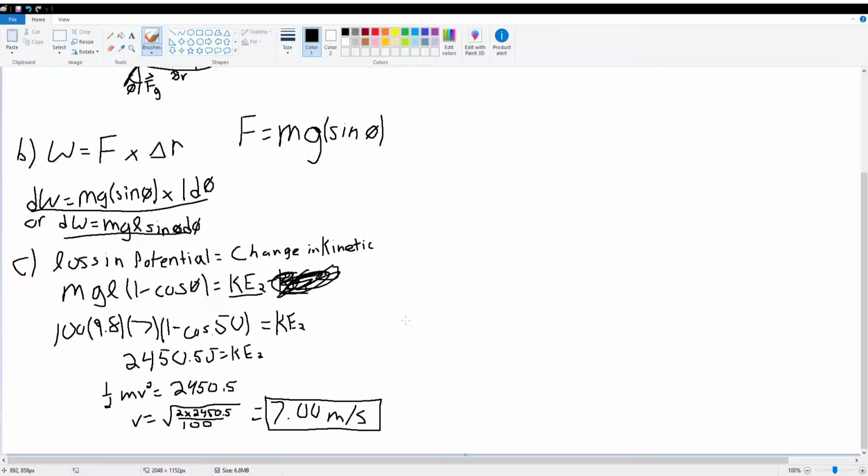Now we want to find the velocity, and we know that the kinetic energy is also equal to 1/2 mv squared. So 1/2 mv squared is equal to our kinetic energy. And so I basically just solved for v here. So v is equal to 2 times the kinetic energy over the mass, all square rooted. And so plugging in, we get that his velocity at the lowest point is 7 meters per second.